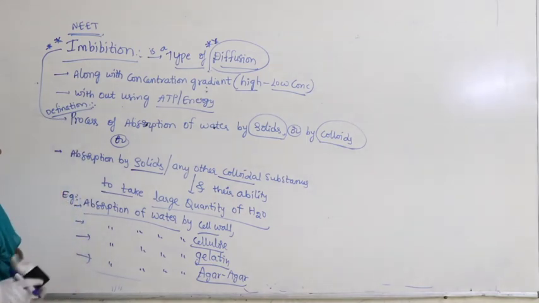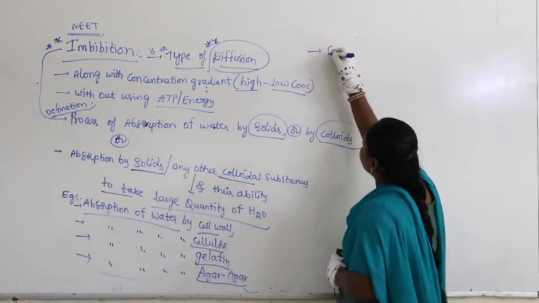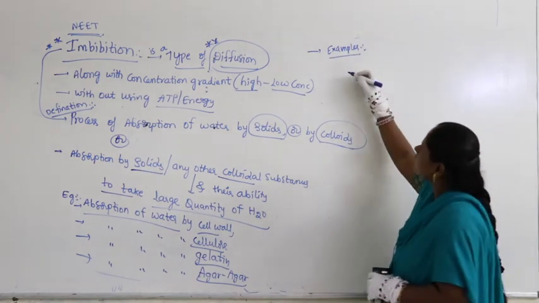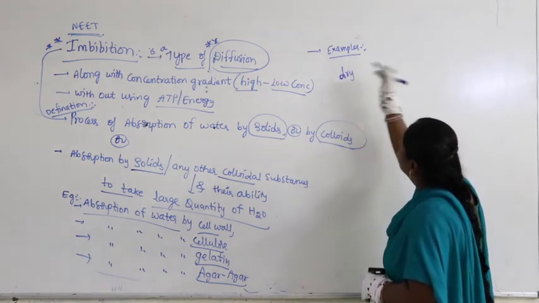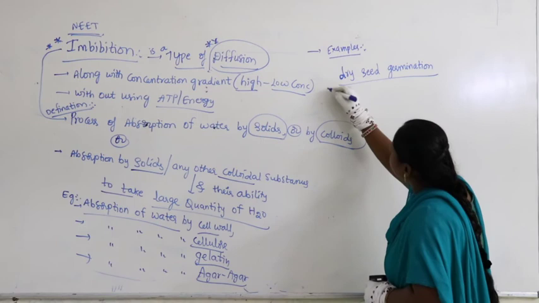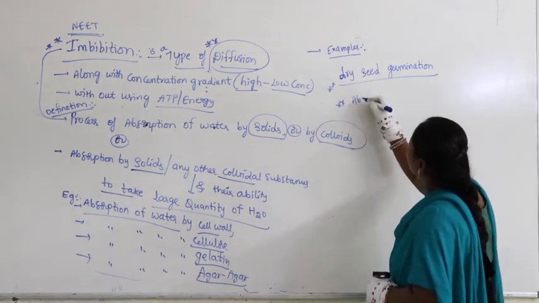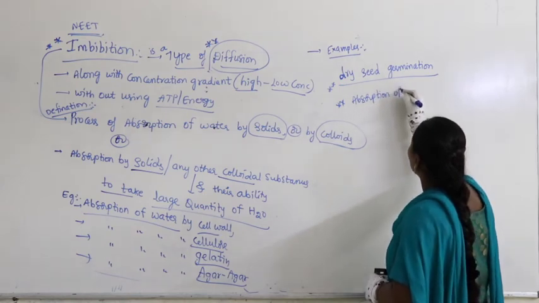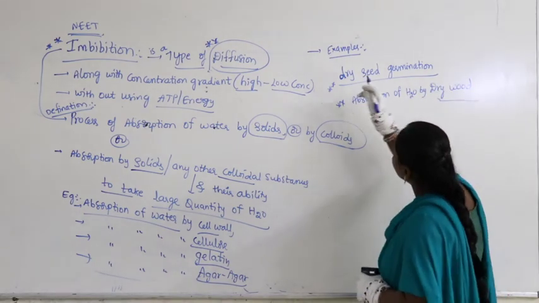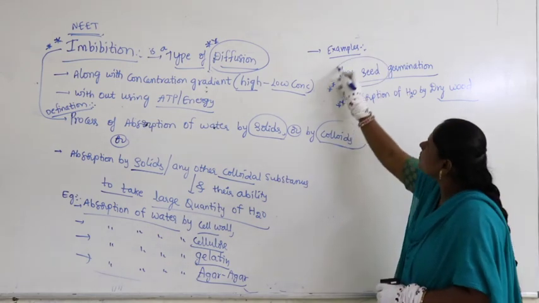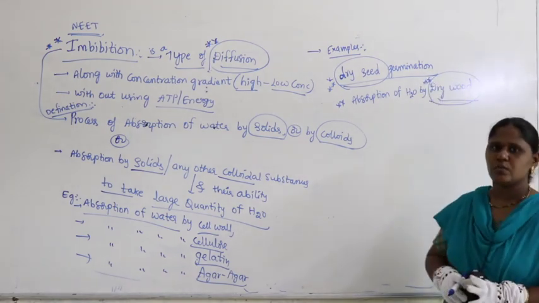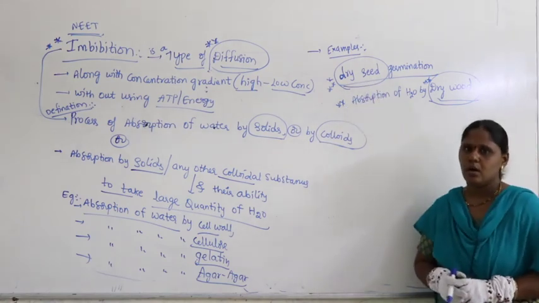Okay, now let us talk about examples. We can take examples such as dry seed germination, and another example is absorption of water by dry wood. So what are the two important examples we are taking? One is dry seed, and another is dry wood.